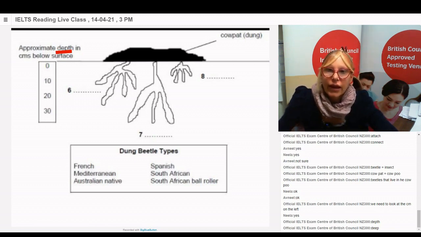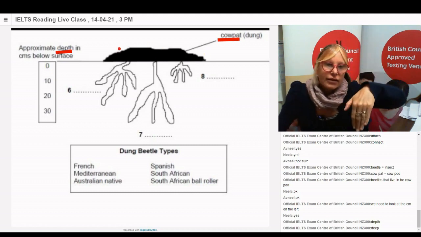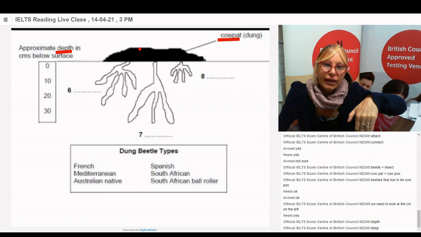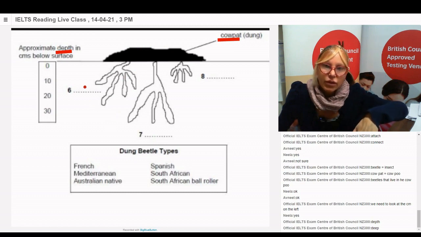Okay, and up here you can see cowpat or dung. So that's what we're talking about before. We're talking about the cow poo on the ground there. And then these beetles go down and they dig under the ground and they make tunnels. So our job is to find out which beetle does that type of tunnel, which beetle does that type of tunnel, and which beetle does that type of tunnel. Is that clear?